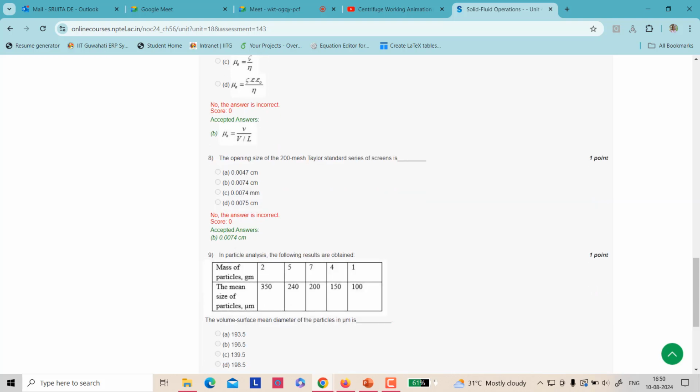0.0075 centimeter. Okay, is it coming 0.0075? Yes, ma'am, in the SAS lecture it is written 0.0075 centimeter. Okay, then I don't know, it is a mistake from their part. Ma'am, this will be included in our grades, ma'am.